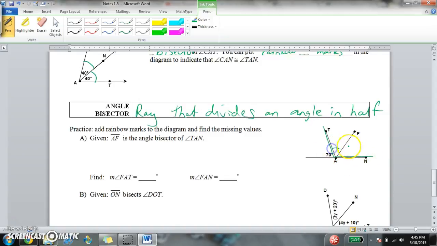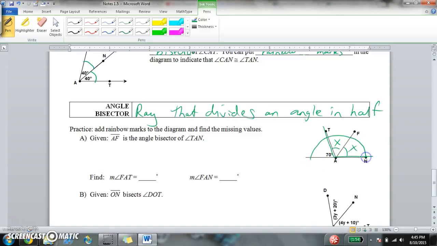So using that concept, given that AF is an angle bisector of TAN, so this angle right here, meaning that these two pieces are congruent to each other, solve for angle FAT and angle FAN. Now this is a little bit complicated because we don't have much to go on except that we've got this 70-degree angle right here. We know these two angles are congruent to each other, but we don't know what they are. So we're going to call them each x.